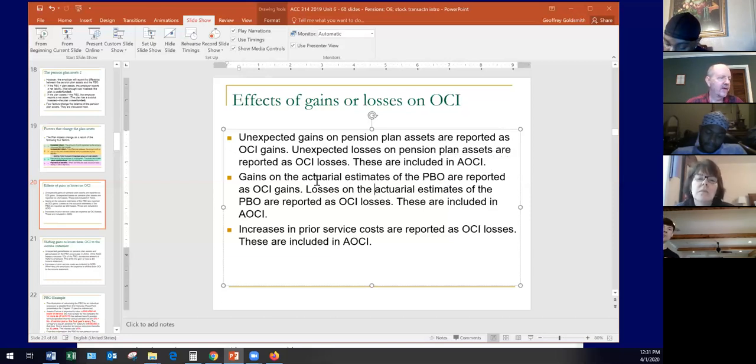Now, that could be because the interest rates this year are low. It could be because they're high or whatever. Some of these conditions could reverse themselves in the future. And so if the PBO is suddenly huge or much larger than before, they don't record a loss on the income statement. They record an OCI loss in the statement of comprehensive income.